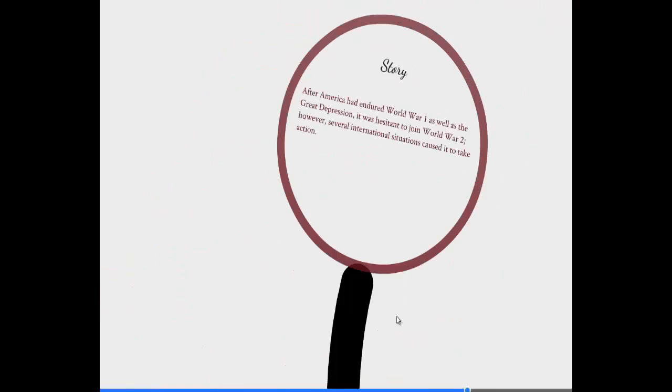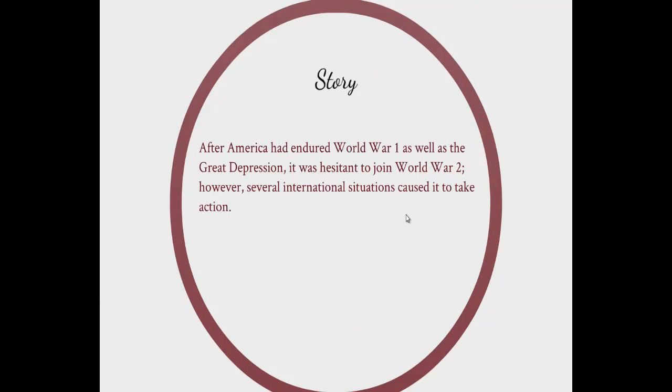Another example of a non-traditional thesis statement would be using a type of story. After America had endured World War I, as well as the Great Depression, it was hesitant to join World War II. However, several international situations caused it to take action. So, similar to the previous one, there aren't specific causes listed as to why America joined, but it does give more of a context, more of a situation here, and we know where the author is going, what they're going to be talking about.